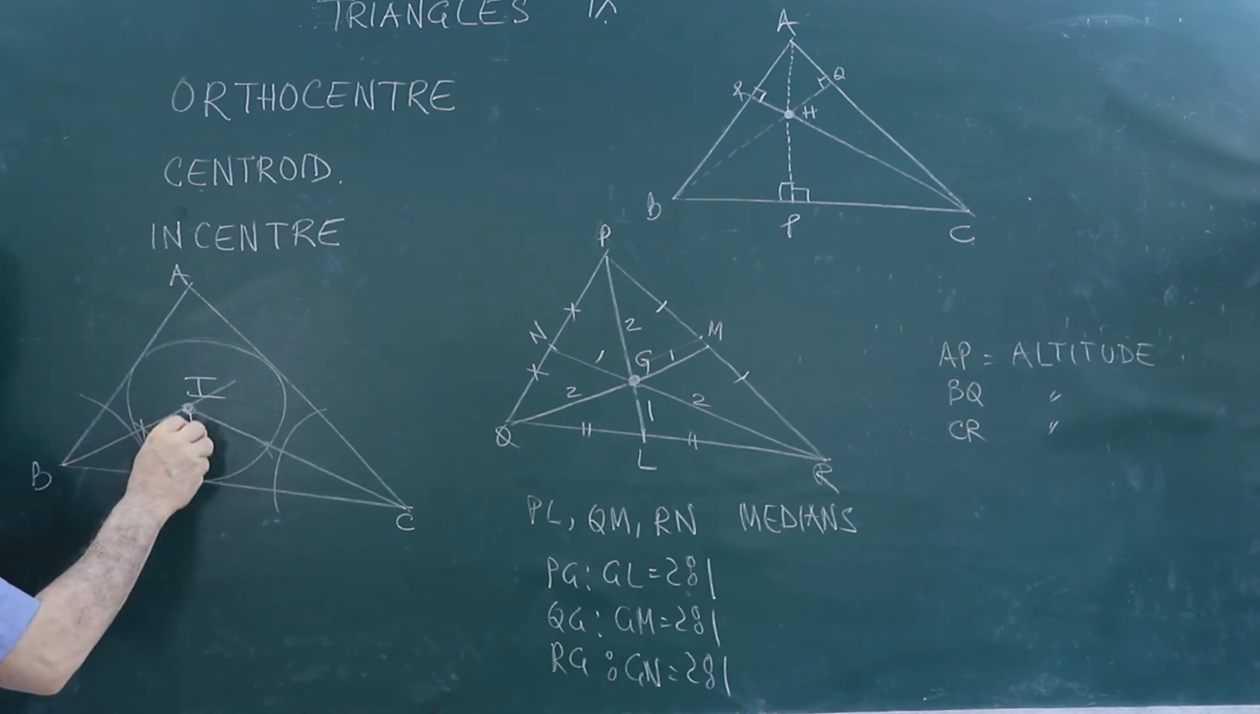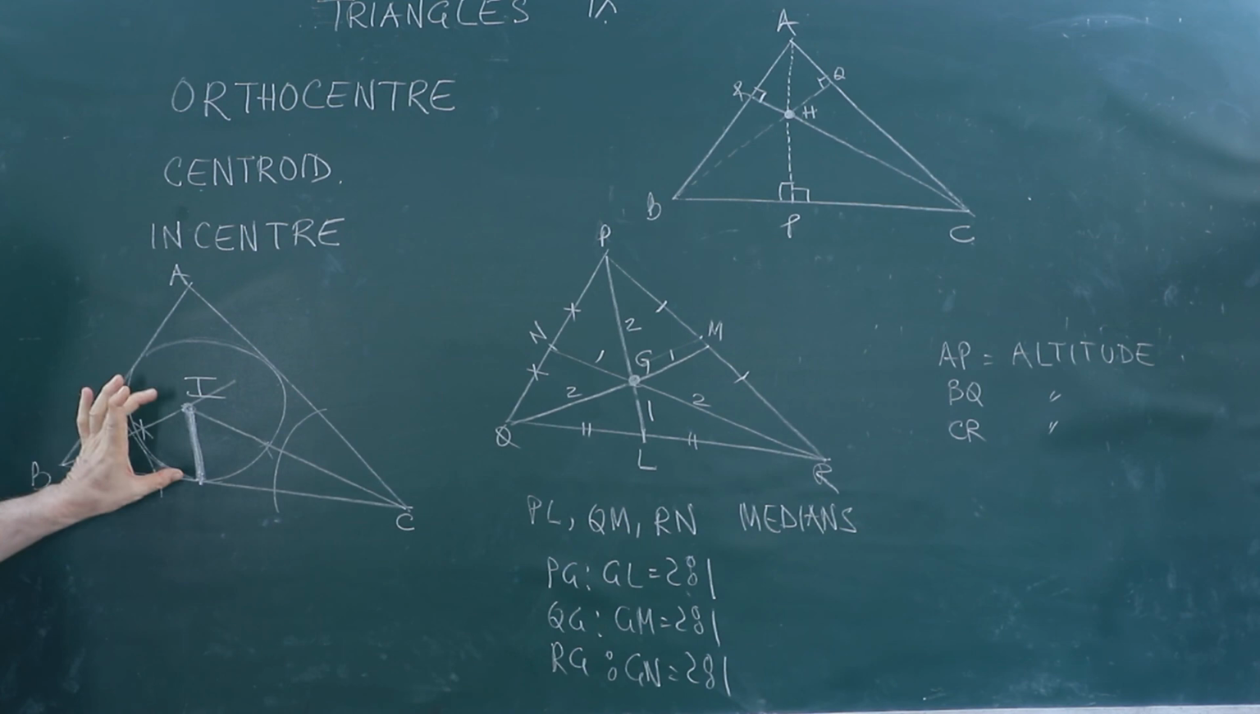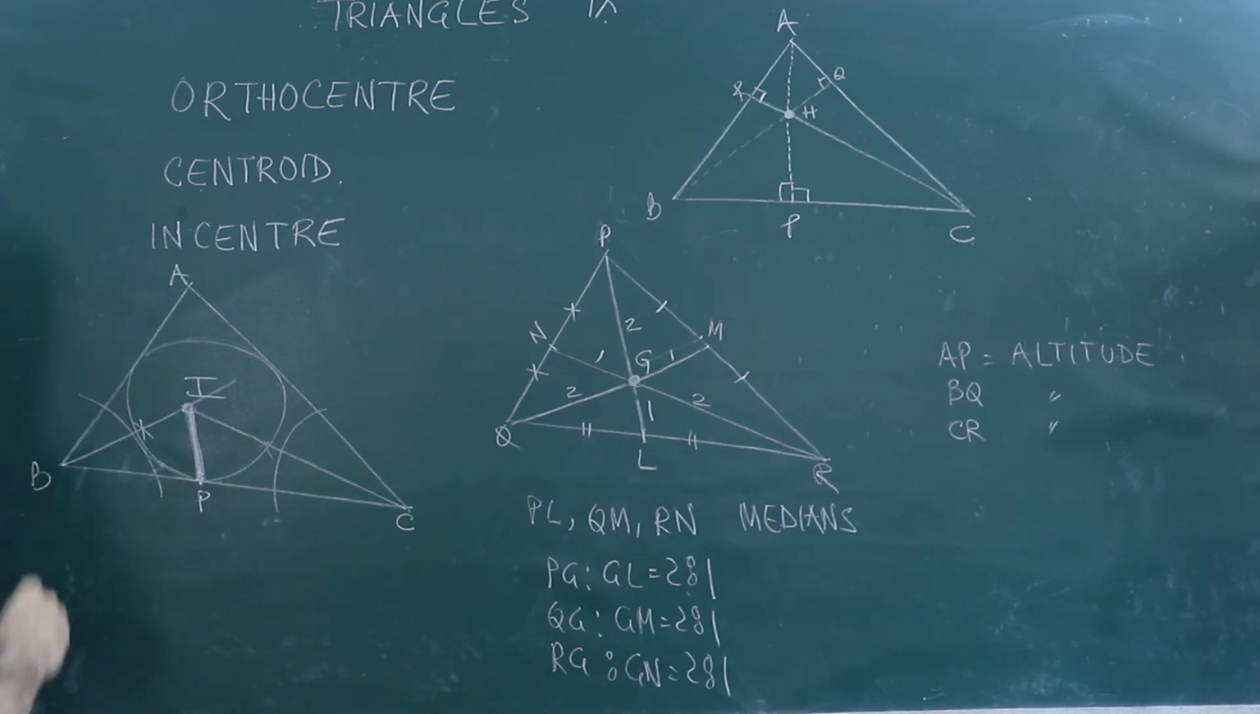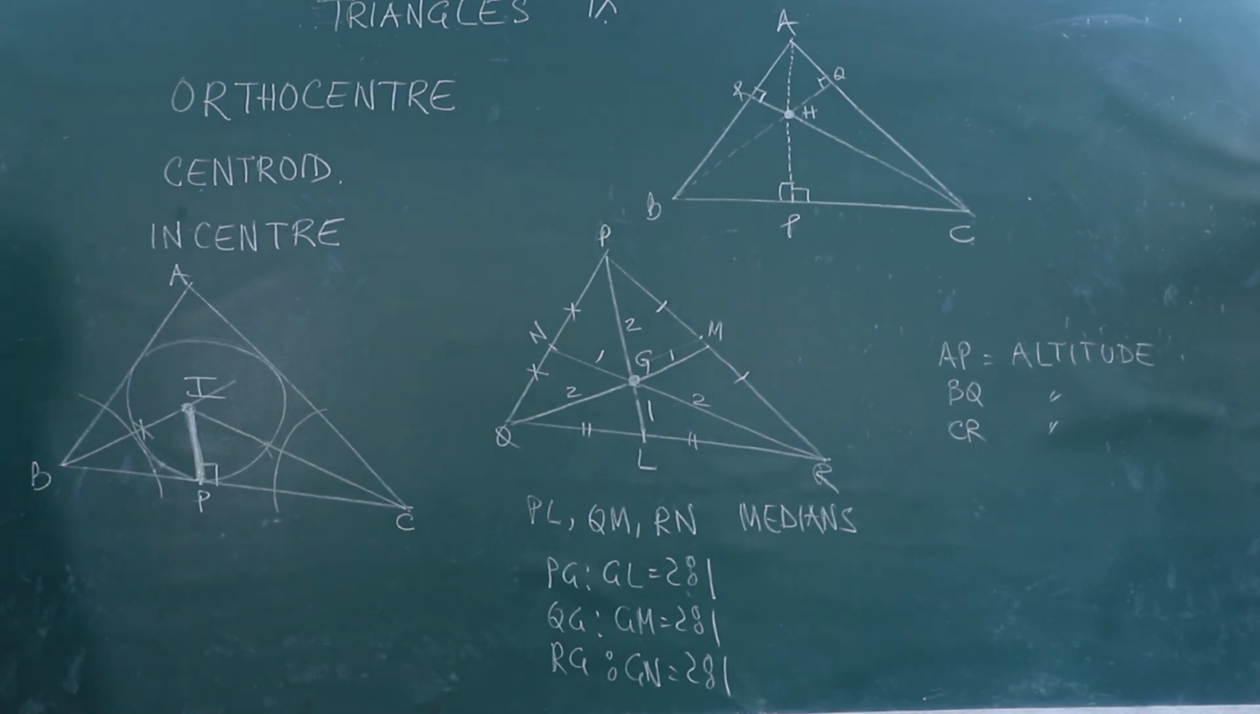What we do is we drop a perpendicular from here to here, and this distance is the radius of that incircle. With I as center and suppose IP as radius, we draw a circle. That circle will touch all the three sides of the triangle inside. This is called the incenter of the triangle. Orthocenter, centroid, incenter.